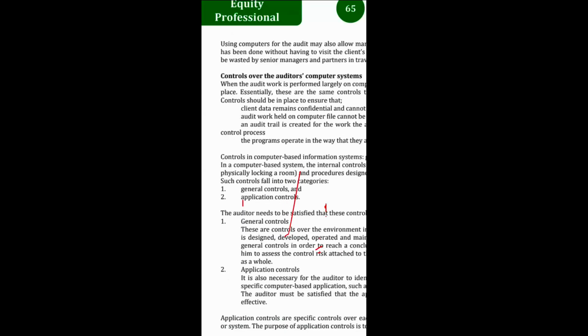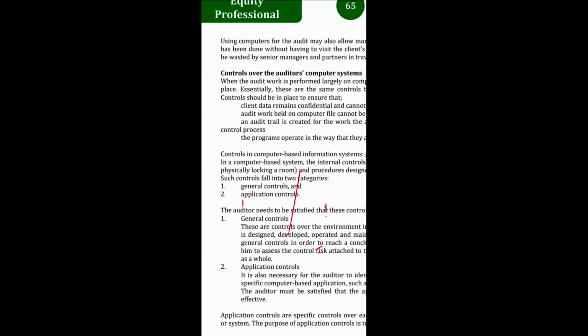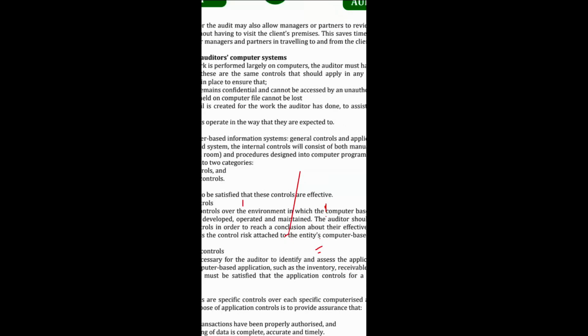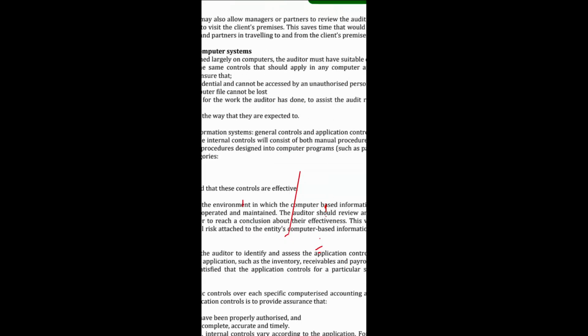Now, one thing we also need to note is that we have controls over the auditor's computer system, okay? There is need to exercise control over the auditor's computer system, that is the auditor's laptop. Those controls should exist because client's data are confidential and shouldn't be accessed by unauthorized persons. That means there should be a password on the audit staff laptops. They must use a password.